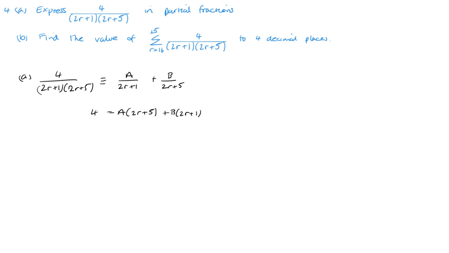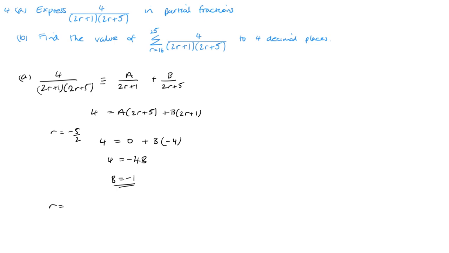Okay, so now I'm going to substitute r equals minus 5 over 2. So that'll be 4. That's going to be 0 plus b times, now 2 times 5 over 2, or negative 5 over 2, is negative 5, plus 1 is negative 4. So 4 equals minus 4b, so b equals negative 1.